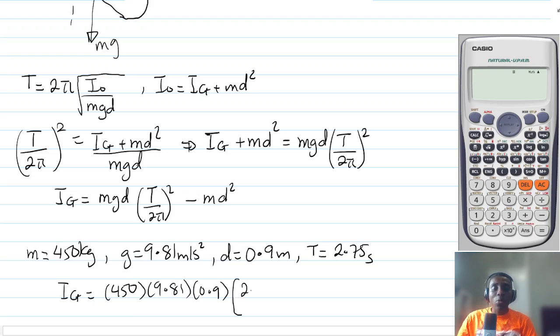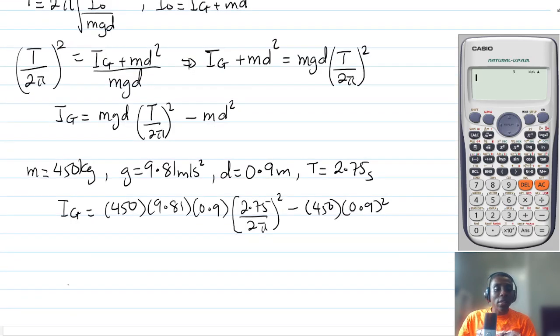Then I will put 2.75 here divided by 2 pi all squared minus 450 into 0.9 all squared. And this is the Ig, which is the mass moment of inertia about the centroidal axis.